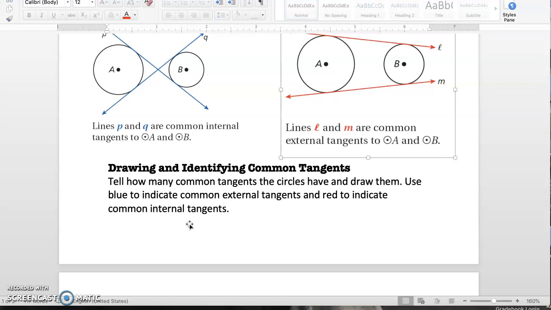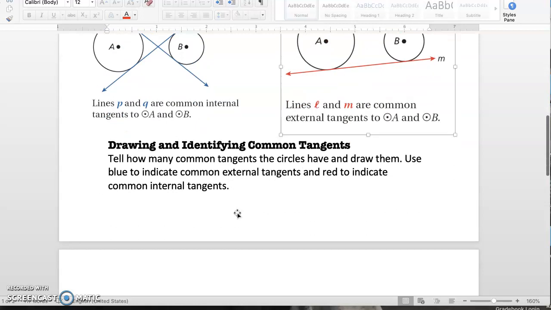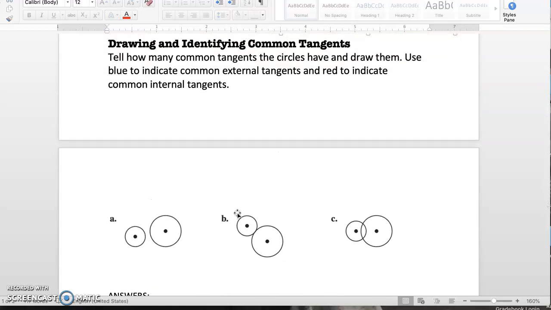It will give you two different circles that either intersect at 1 point, like these do here, or they don't intersect at all, like these two circles, or possibly they have 2 points of intersection. You're going to have to draw the different lines of tangency from them. So for part A, I have the answers on these notes, so if you already looked ahead, you would have seen them. I want to figure out how many common tangents the circles have and then draw those.